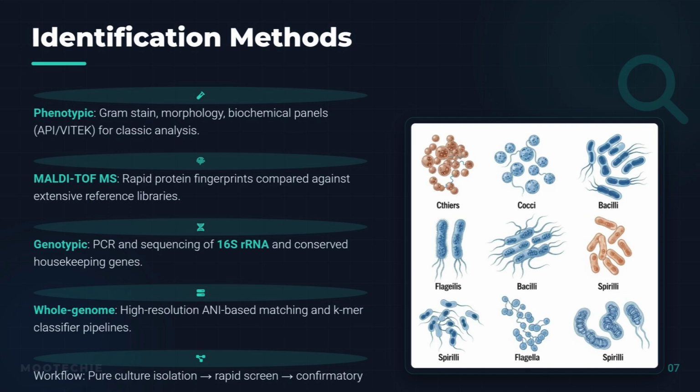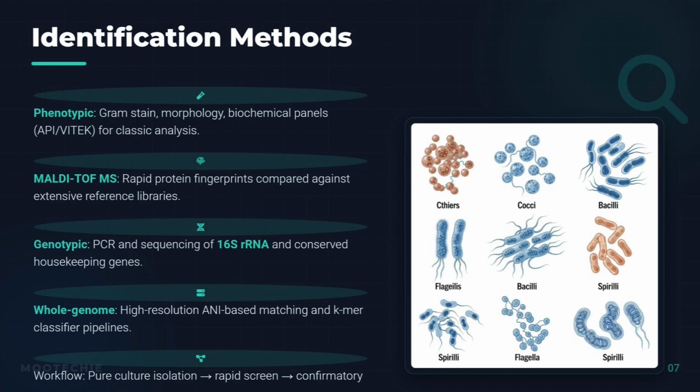Genotypic methods use PCR and sequencing of the 16S rRNA gene and other conserved housekeeping genes. Here we amplify and read specific sections of DNA, which is like checking the bacteria's genetic ID card. And with whole genome methods, we use high-resolution ANI-based matching and k-mer classifier pipelines. This is the most powerful method, comparing the entire genome against databases for an extremely precise match.